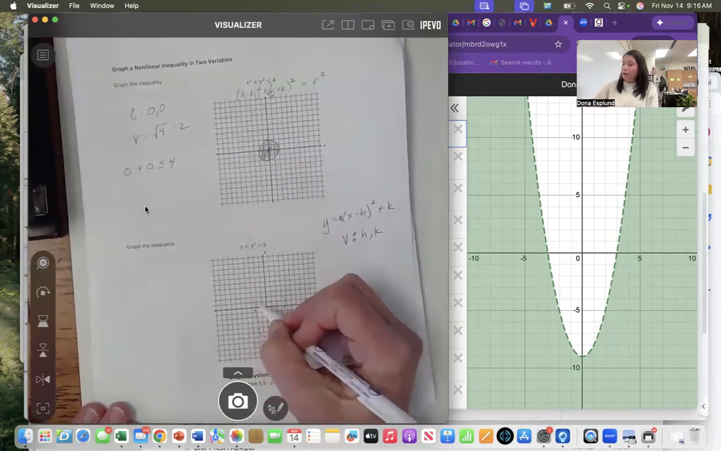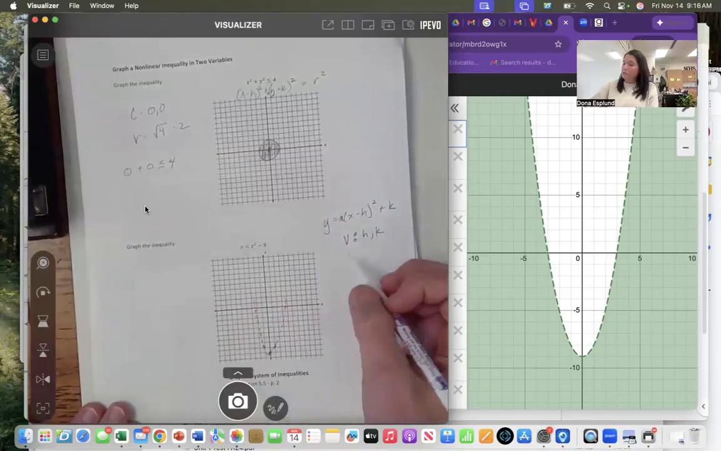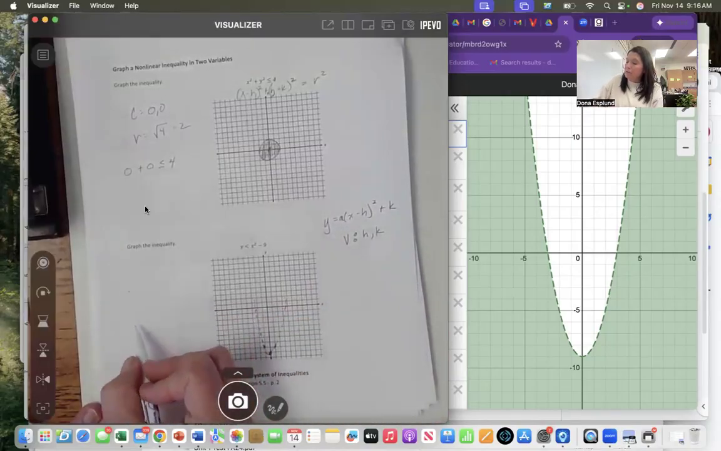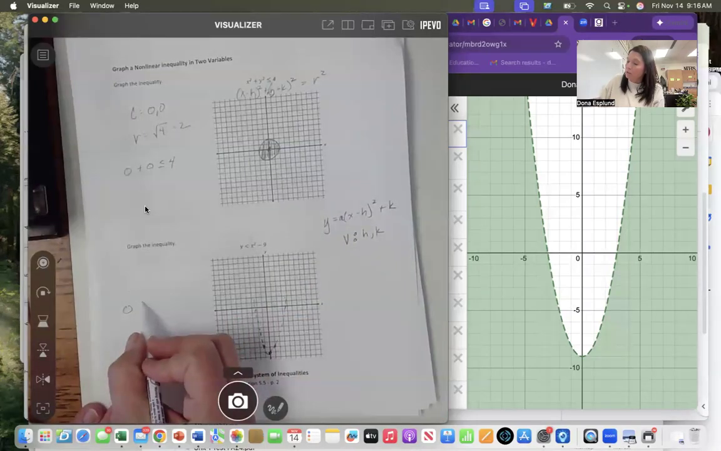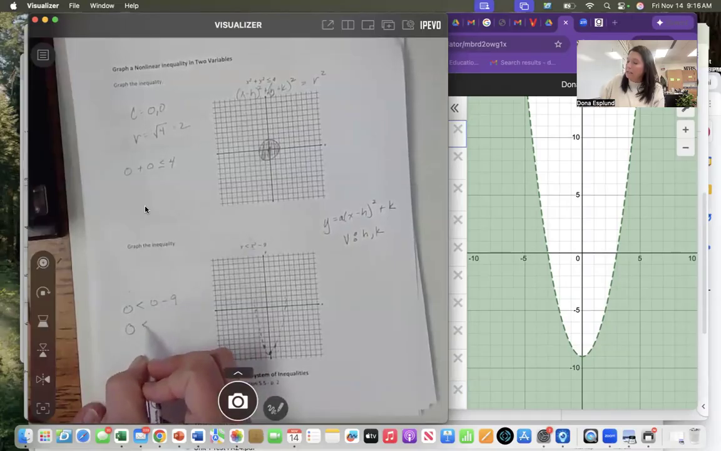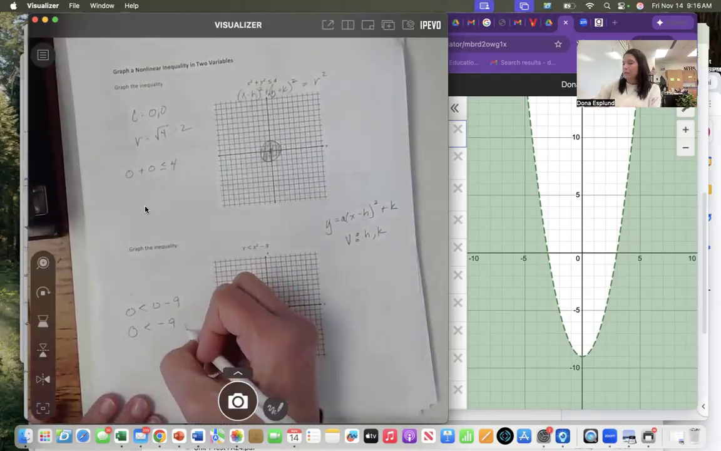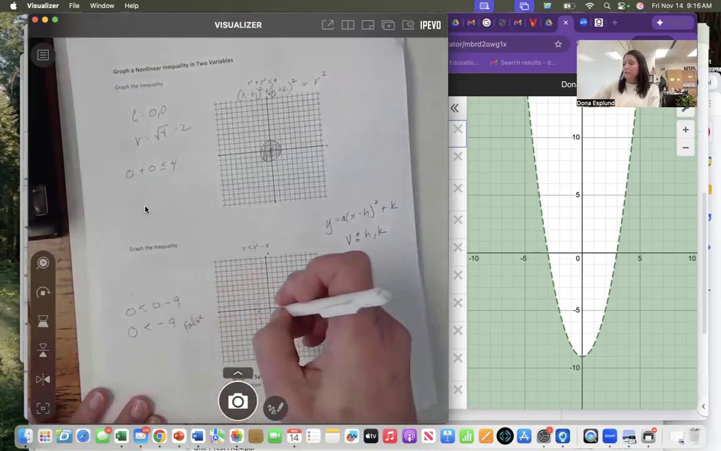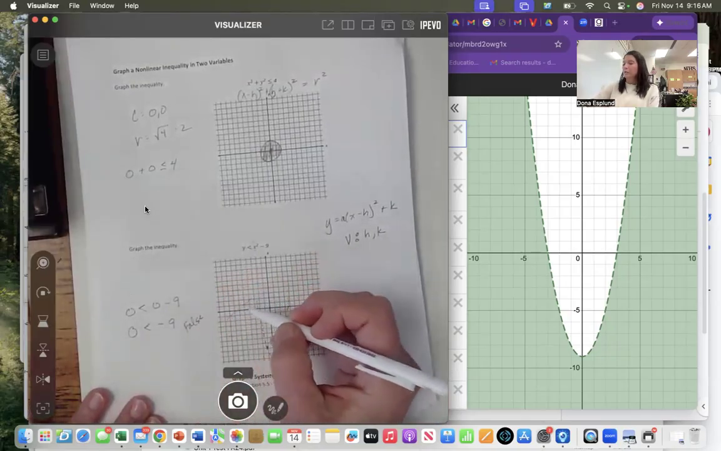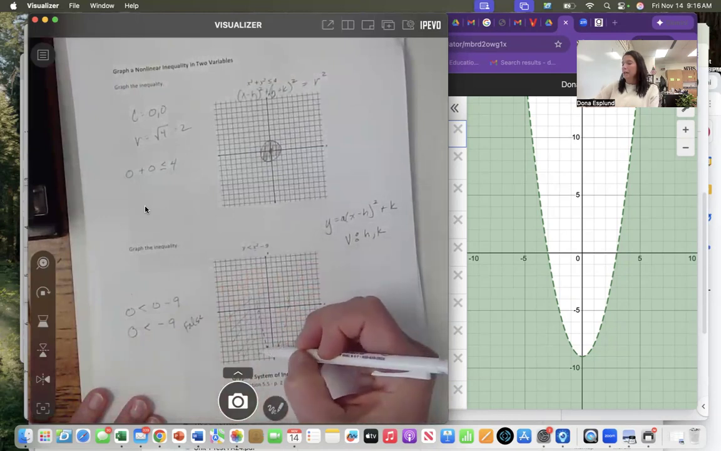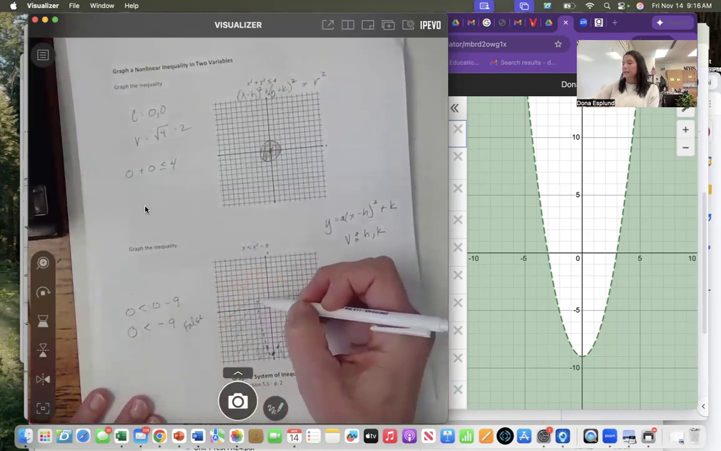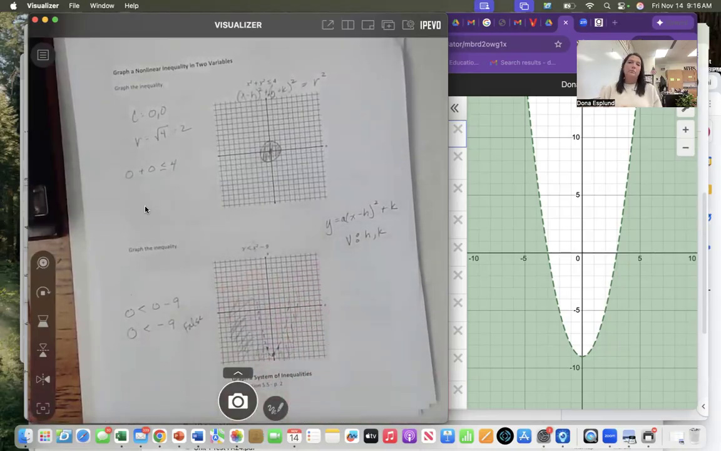Now, another great point is 0, because I can substitute that back in. So let's check to see if 0 is in the solution. So 0 is less than or equal to 0 minus 9. Is 0 less than negative 9? True or false? False. Good job. That's a false. So therefore 0 is not included, and therefore it's going to be all the shaded area on the outside. And that's how I'm getting that, as well as when I'm looking at Desmos.